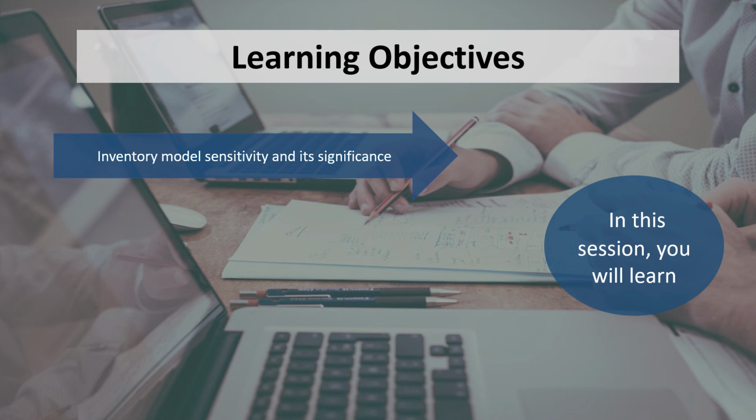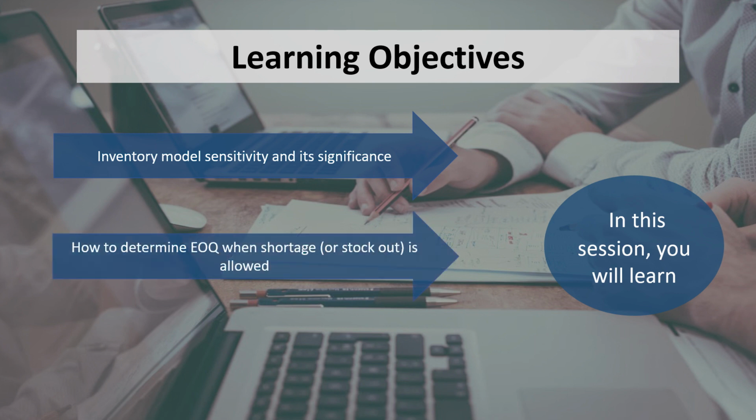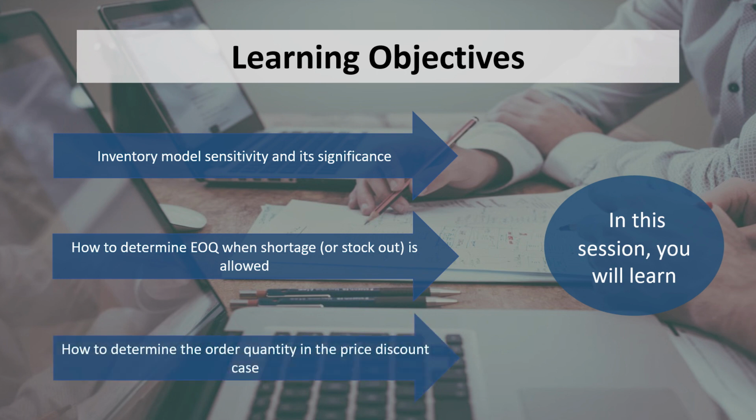The second topic which I am going to discuss is how to determine EOQ when shortage is allowed. And third, how to determine the order quantity in the price discount case. So let us discuss each topic one by one. All these three topics are interlinked with each other.